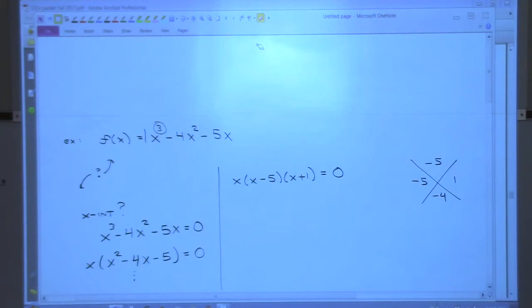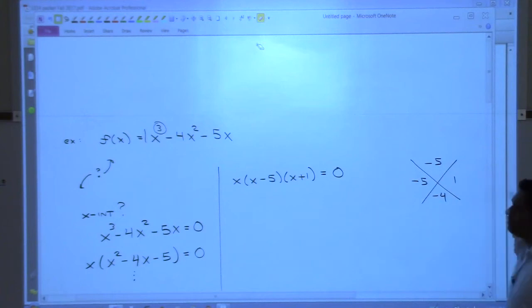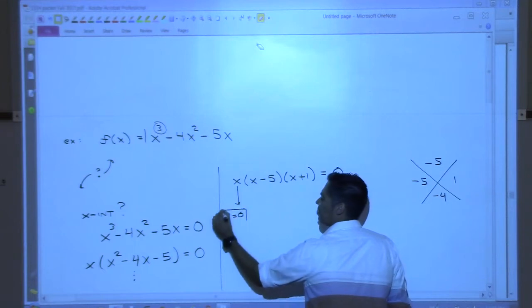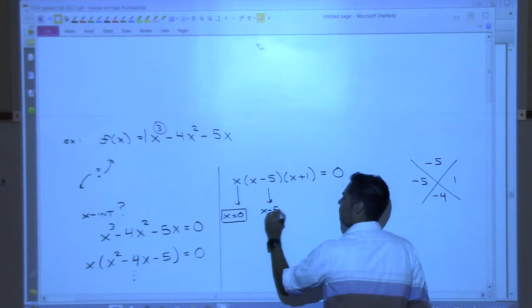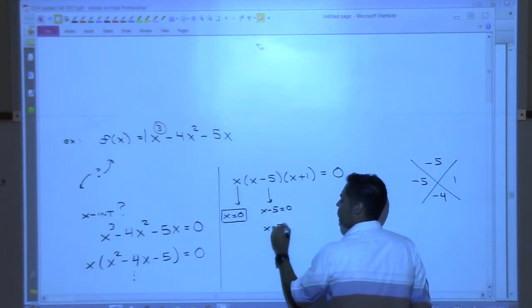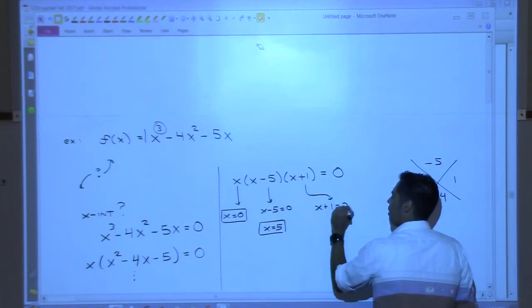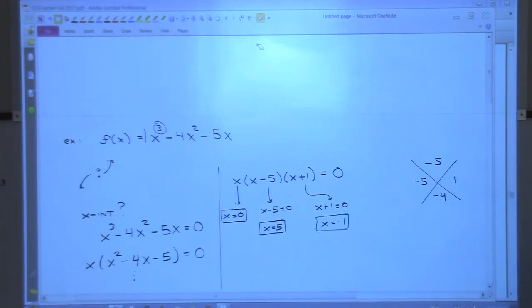All right? And now, what does this mean? If I've got this set up like this, what can I say? That you have 3 points. I have 3 X-intercepts. The first one is this one set to 0, which just gives me 0, right? The next one is this one set to 0, which just gives me X is 5 when I move things around. And then I set this one equal to 0, and that gives me X is -1, right? Y'all with me on that?